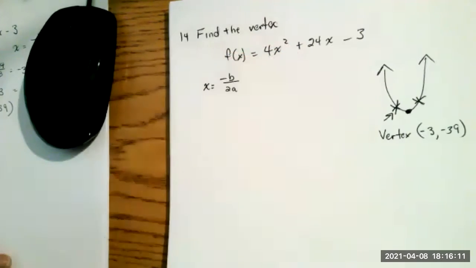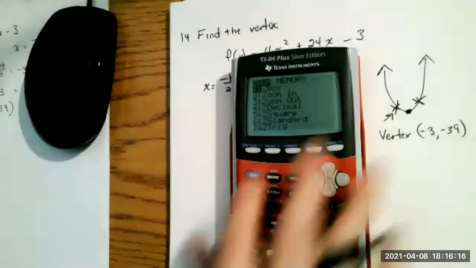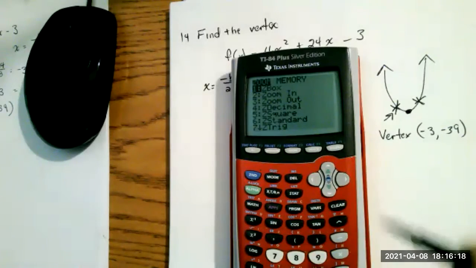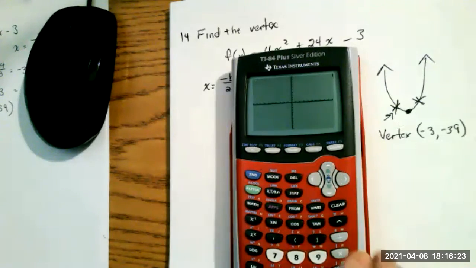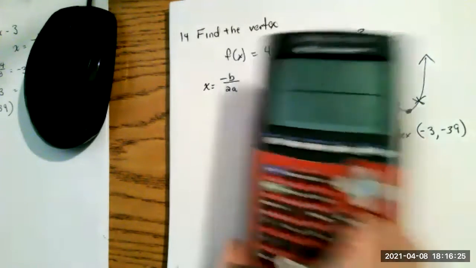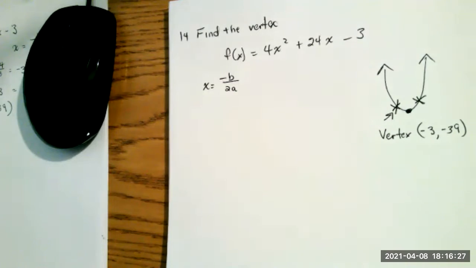How do we get back to the standard graph again? Second and... No, it's zoom. The one in the middle, zoom. And see number 6 down here says standard. 6. Yes, ma'am. It'll get you back to a 10 by 10. Okay, thank you. You're welcome.